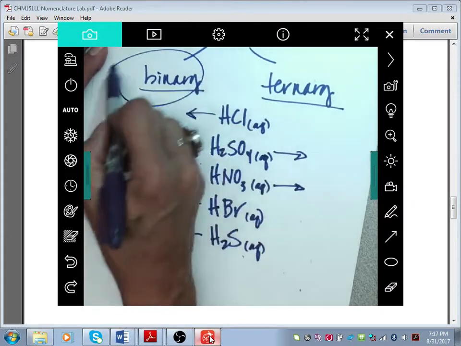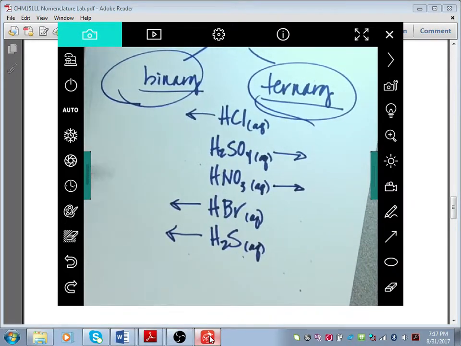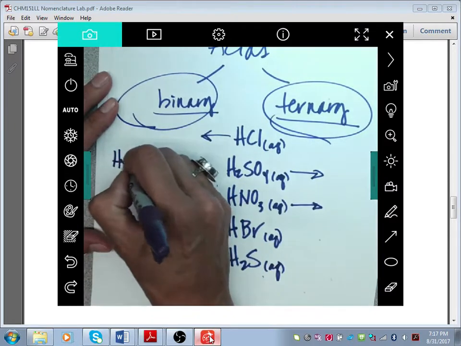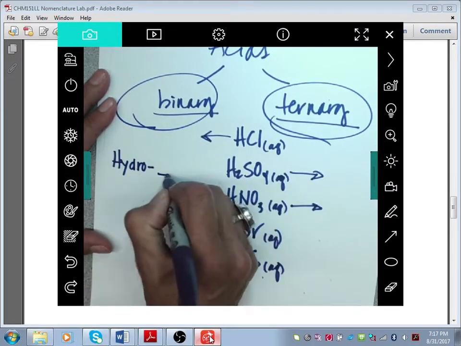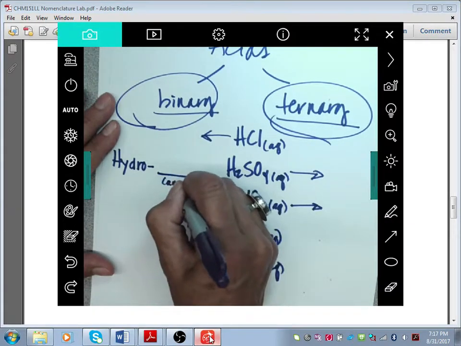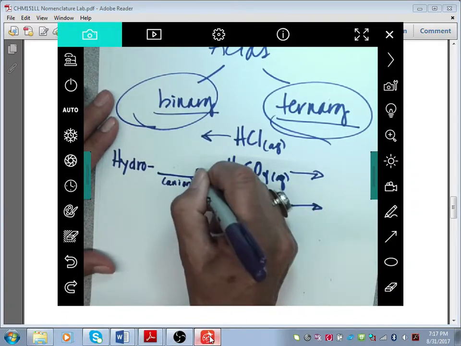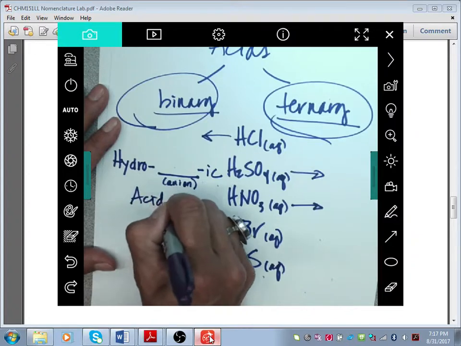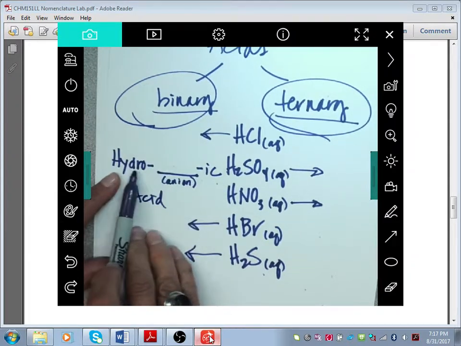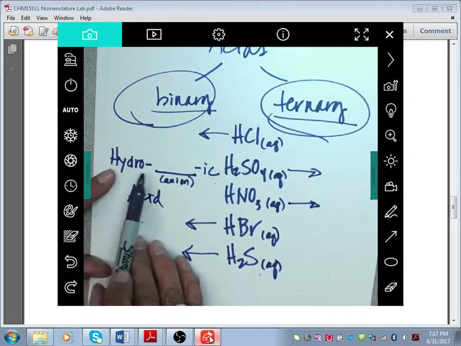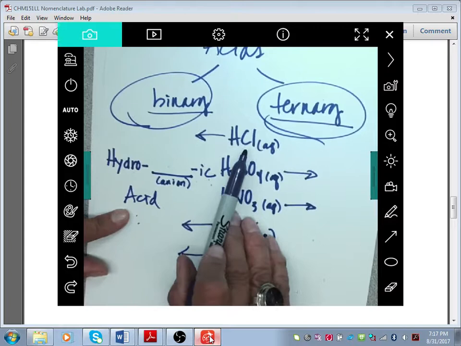Binary acids have one set of rules. Ternary acids have a whole different set of rules. And you got to make sure that you use which with which. Binary acids, make sure you're putting this in your notes: you use the hydro prefix, the name of the anion goes here, you add IC as a suffix, and then the word acid. So binary acids are always hydro-something-ic acids. So let's practice that.